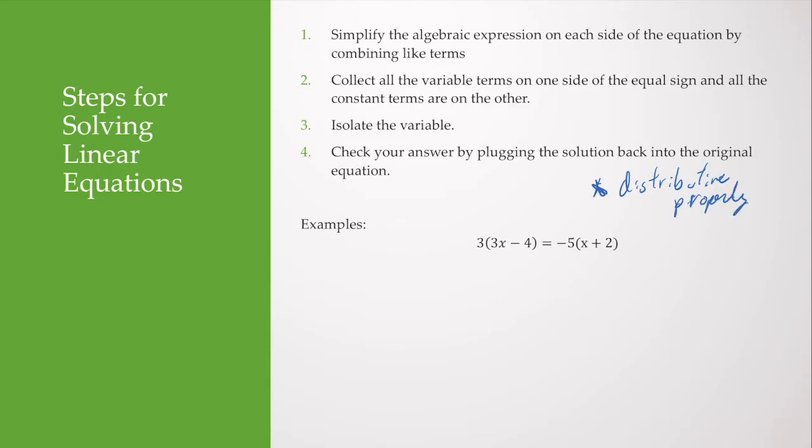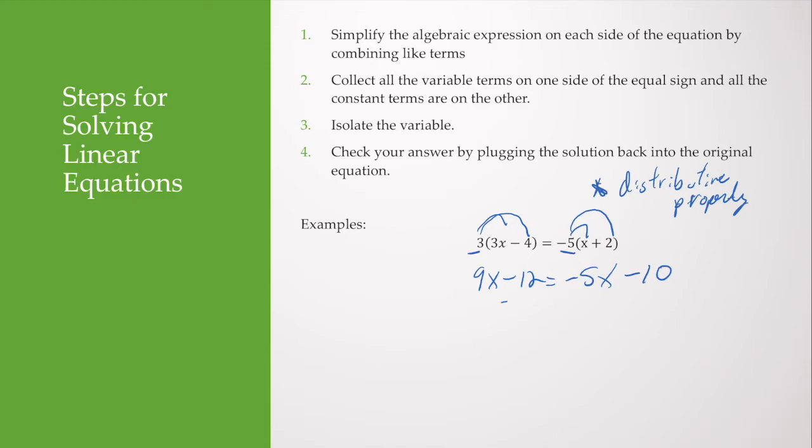So I have to distribute this 3 and this negative 5. 3 times 3x is a 9x. 3 times negative 4 is negative 12. Negative 5 times x is a negative 5x. Negative 5 times 2 is negative 10.